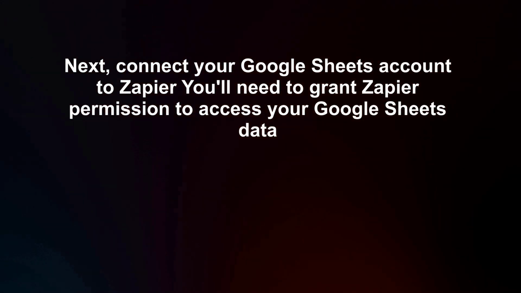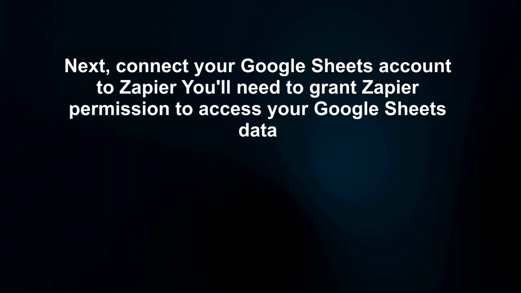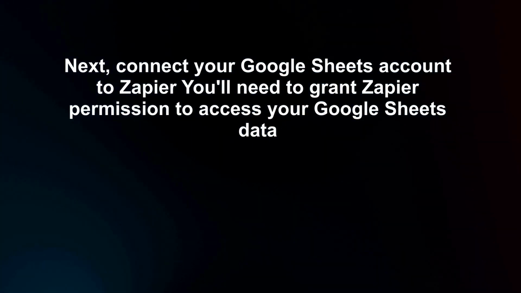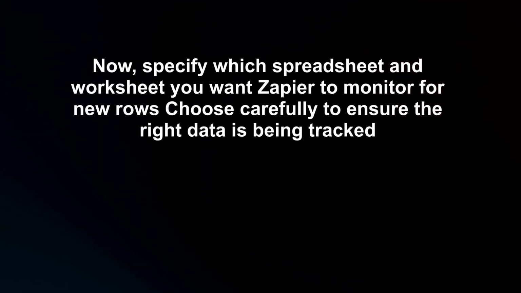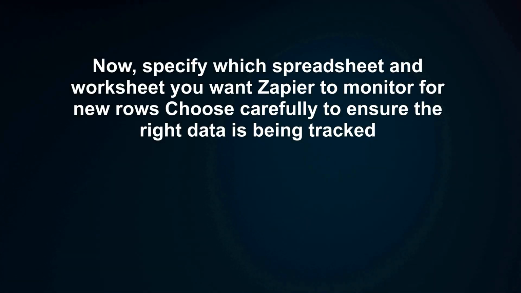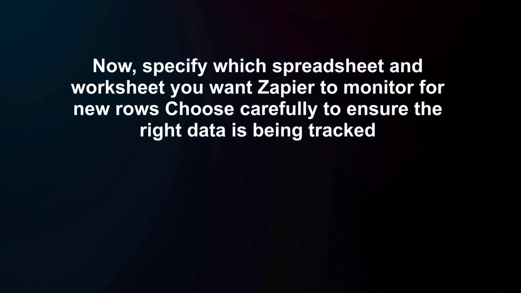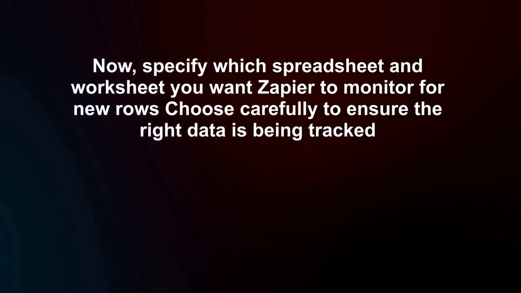Next, connect your Google Sheets account to Zapier. You'll need to grant Zapier permission to access your Google Sheets data. Now, specify which spreadsheet and worksheet you want Zapier to monitor for new rows. Choose carefully to ensure the right data is being tracked.